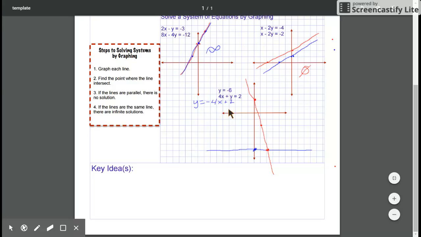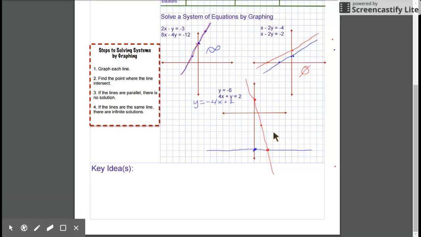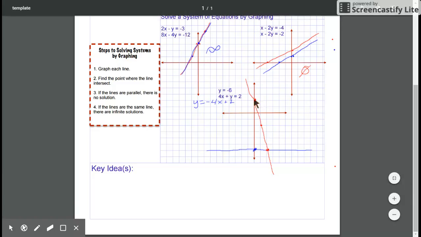My second equation, 4x plus y equals 2, I went ahead and put in slope-intercept form, and it became y equals negative 4x plus 2. So I graphed, I started at my y-intercept of 2, and then I went down a slope of 4, down 4 over 1, down 4 over 1, and right there, at that point, is where my two lines crossed.